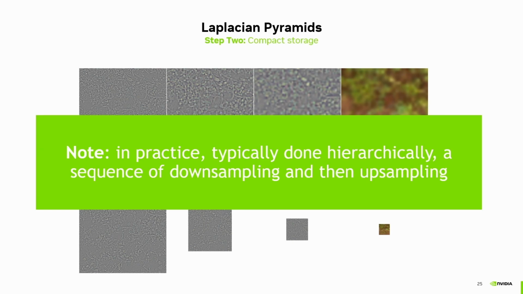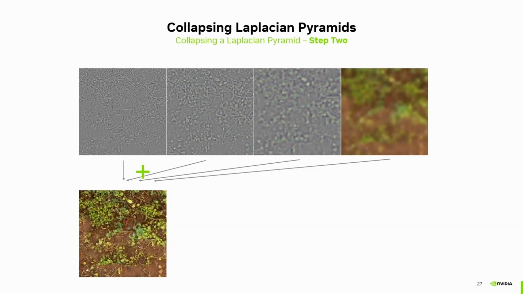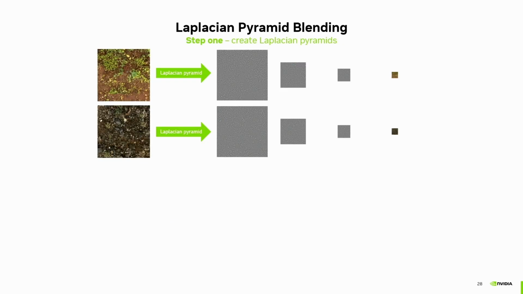But what is really important about Laplacian pyramids is that we can collapse them. What does it mean to collapse a Laplacian pyramid? Collapsing a Laplacian pyramid means upsampling all those levels of the pyramid and summing them together. By summing together all those levels that contain all the frequencies of the input image, we can get it exactly back. And this property is extremely important and is the basis for Laplacian pyramid blending.